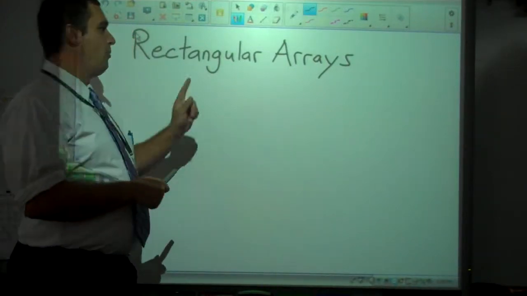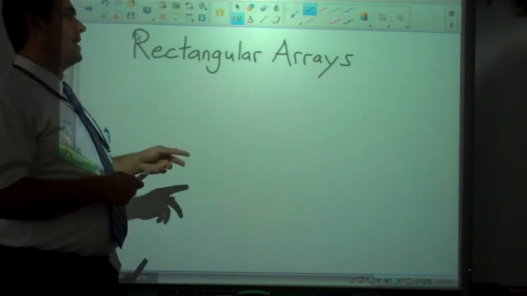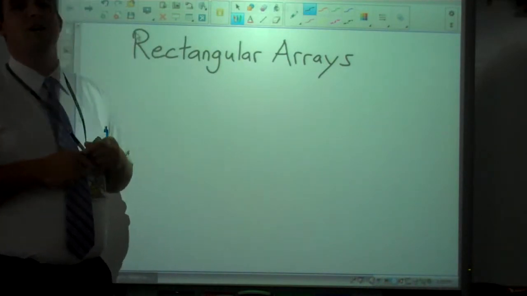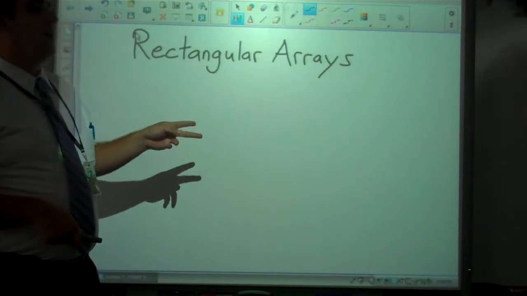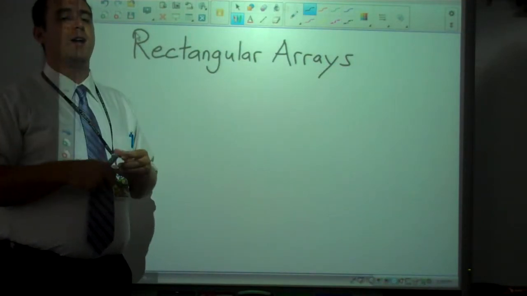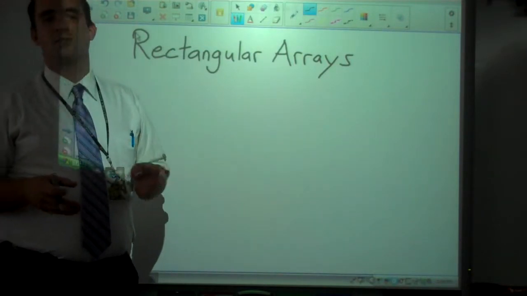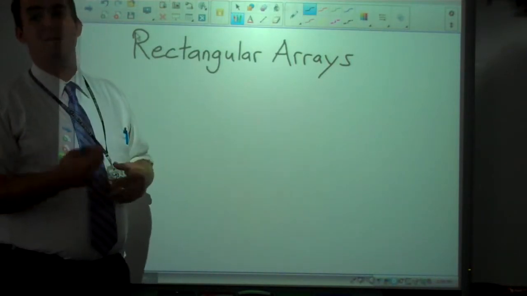All right, so we're here talking about rectangular arrays. A rectangular array in math is one way that you can express a multiplication number model. A rectangular array is basically just an arrangement of objects, whether those objects are dots on a piece of paper or counters. It's an arrangement of objects that make a rectangle.